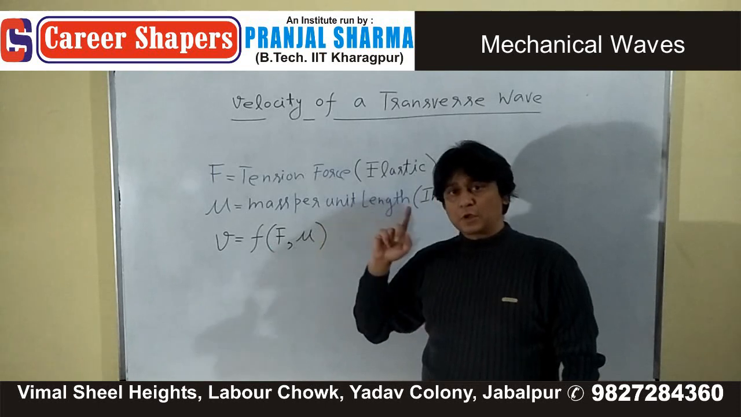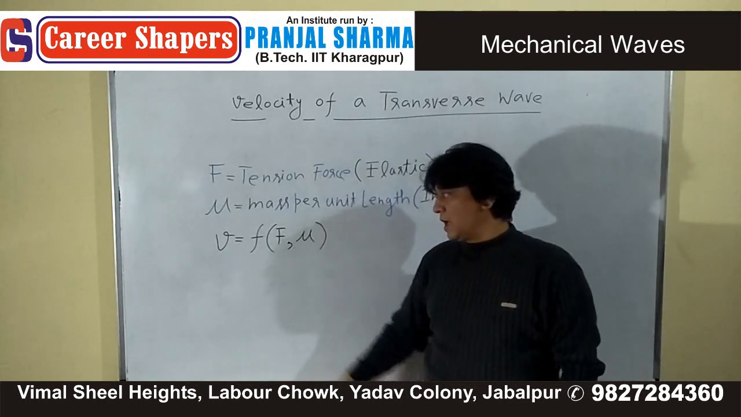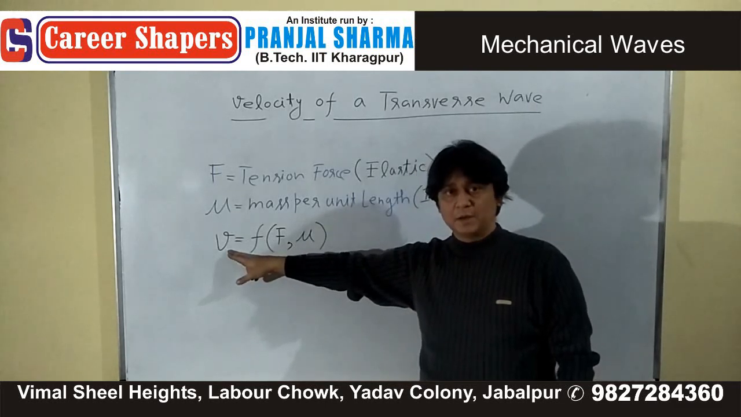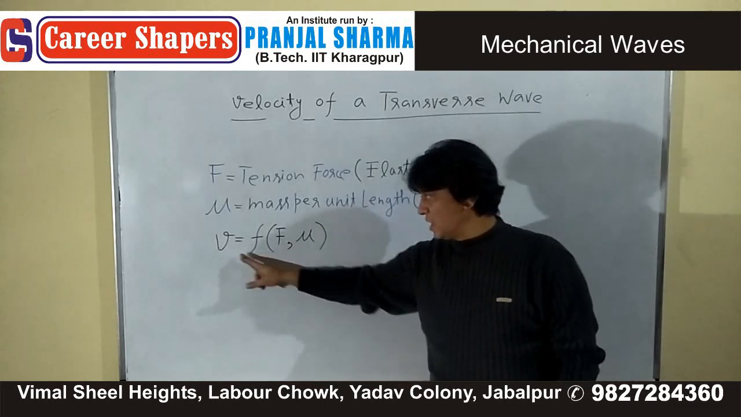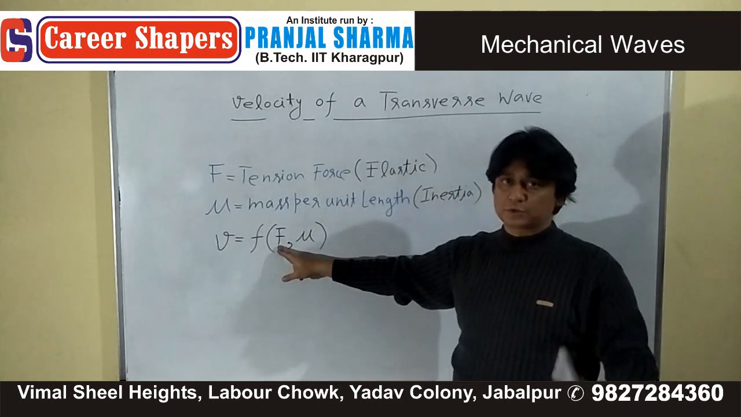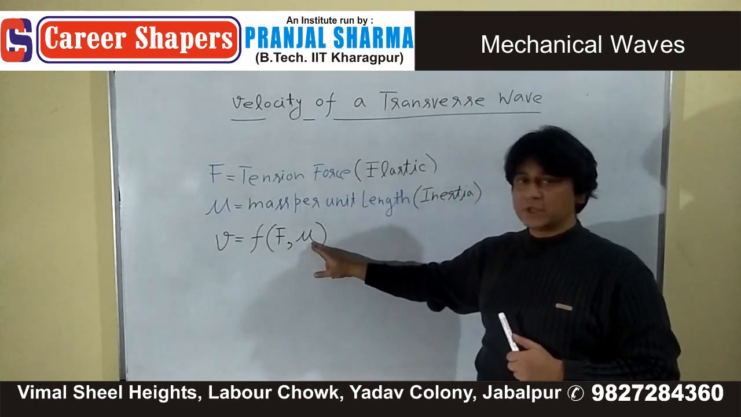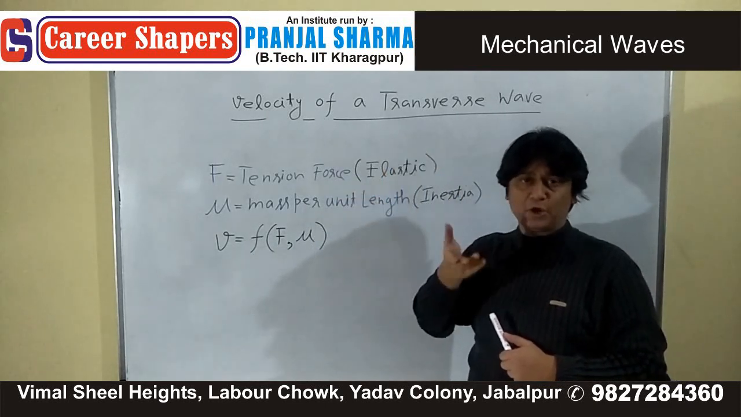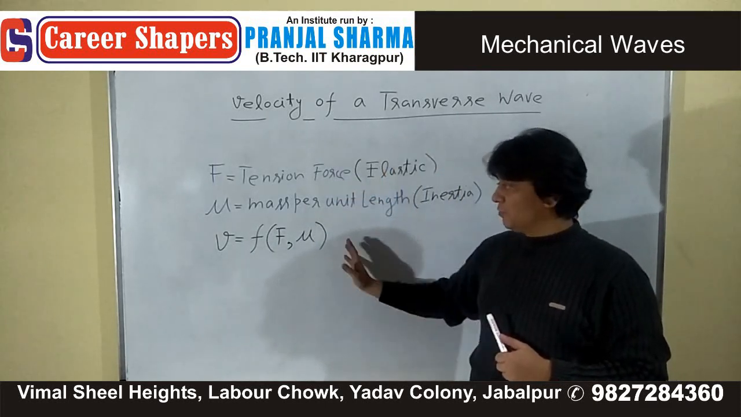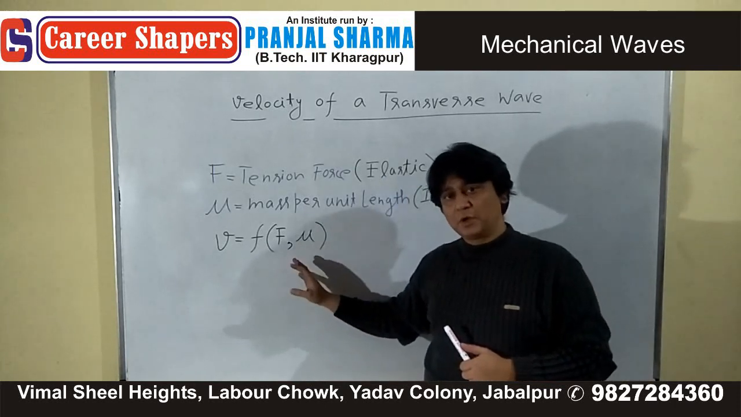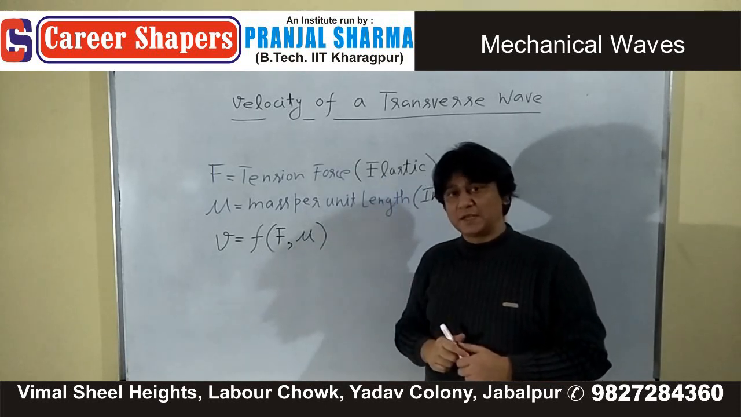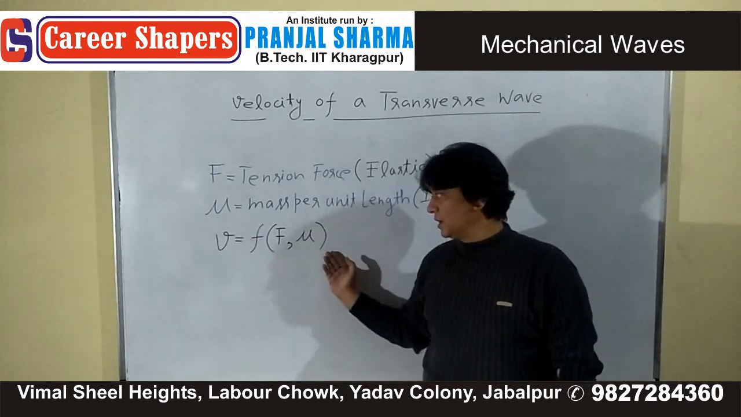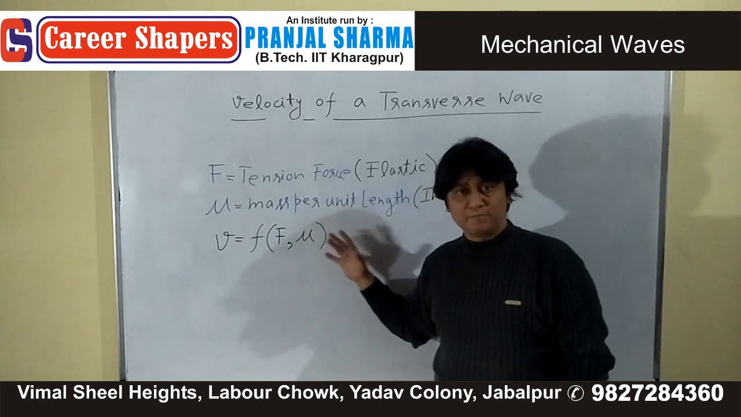So, pause the video. I'm giving you a question. V is velocity, meters per second. F is tension force, Newton. Mu is mass per unit length, kg per meter. With the help of this information, using dimensional analysis, establish a formula for V in terms of F and mu.